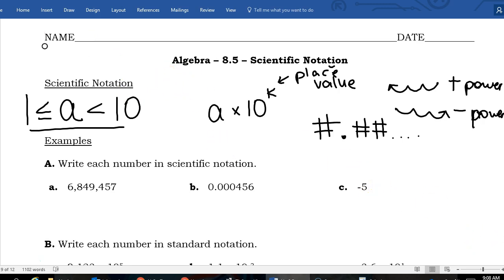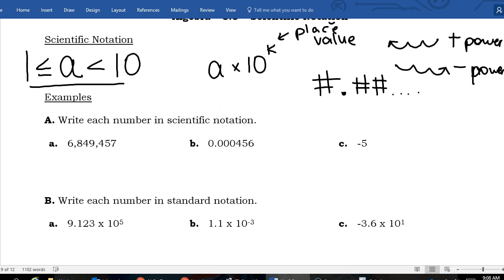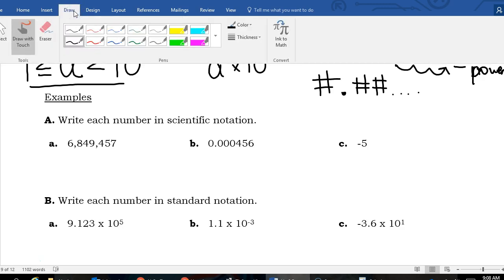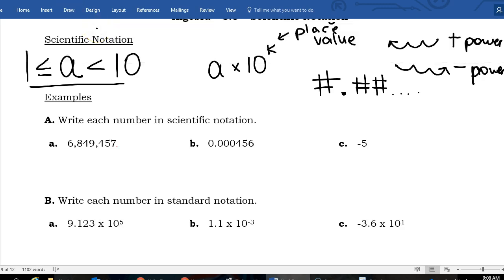So the first example here gives me a number. That number is 6,849,457. And if I want to put that number in scientific notation, I have to move the decimal of this number so that there is exactly one number in front of that decimal. So if you're looking at it now and saying, well, I don't even see a decimal, well, when there's no decimal, it's implied at the back of the number. So I'm going to move it so that there is exactly one digit in front of the decimal. So that is 1, 2, 3, 4, 5, 6 spaces.